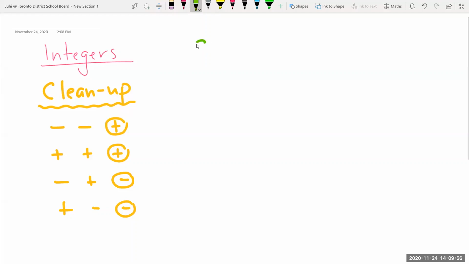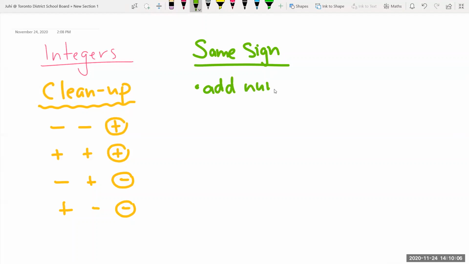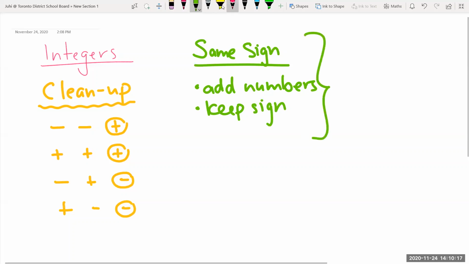A couple of other rules that we learned last class was what happens when you are adding numbers that are the same sign. Whenever you have numbers that are the same sign, you are going to add the numbers, and then you are going to keep whatever sign they have in front of them. Okay, so for example, let's try a question like this.